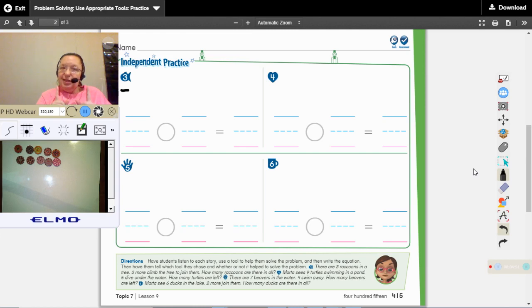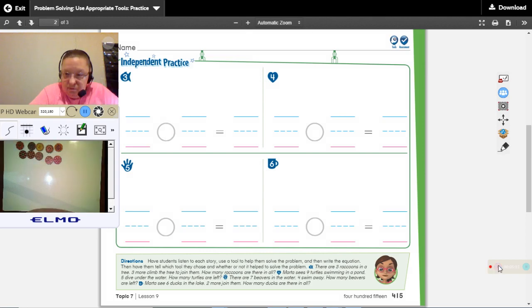What does it all mean? In all means do your addition. Do your addition. So we know we're going to be using the plus sign, don't we? Now let's listen to our problem again and see if we can figure out what numbers to use. Let's look up here at number 3 to begin with. Okay, let's listen to the problem.